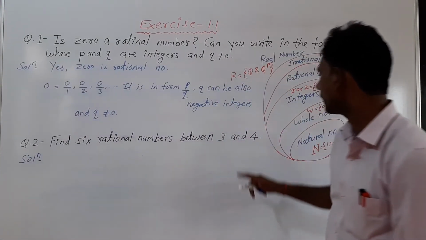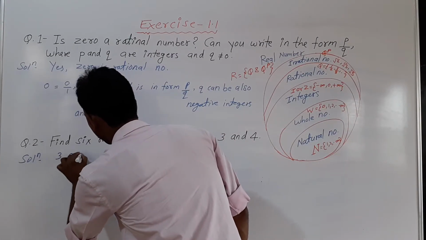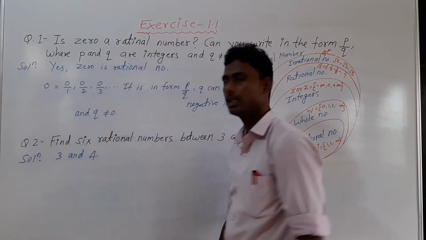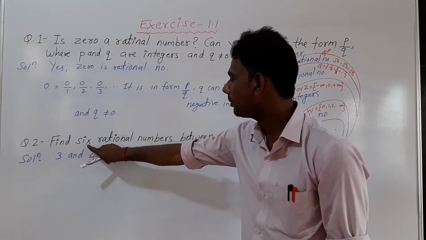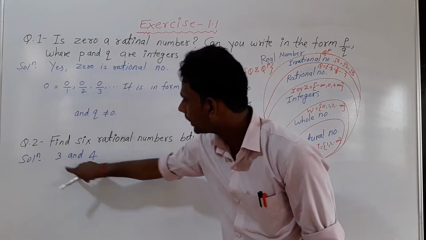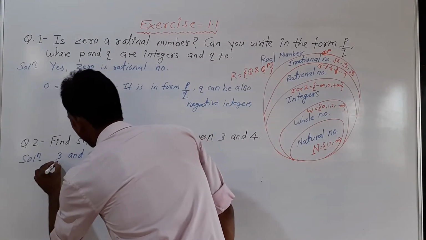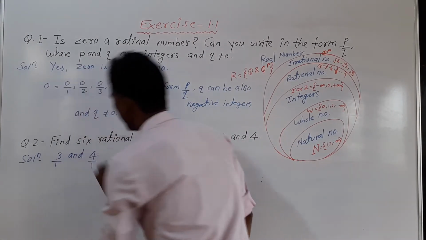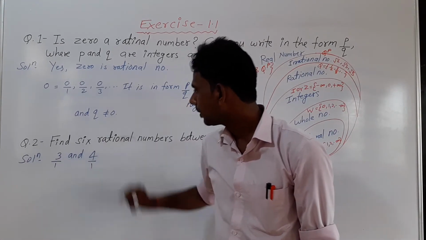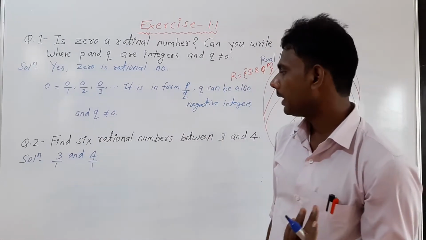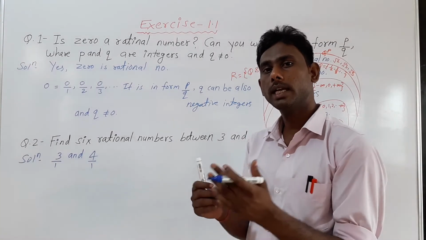First of all, we write the numbers 3 and 4. We need to write only 6 rational numbers, so for 6 rational numbers we keep the denominator. You can write 3 and 4 as 3 upon 1 and 4 upon 1. Now we make the denominators equal, and then, looking at the difference in the numerators, we write the numbers.